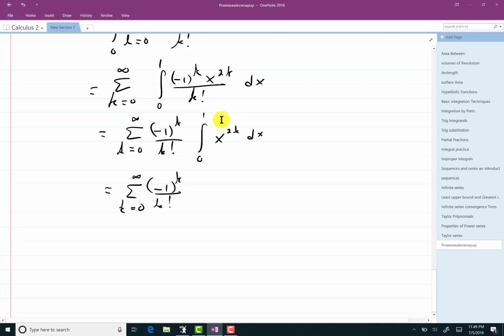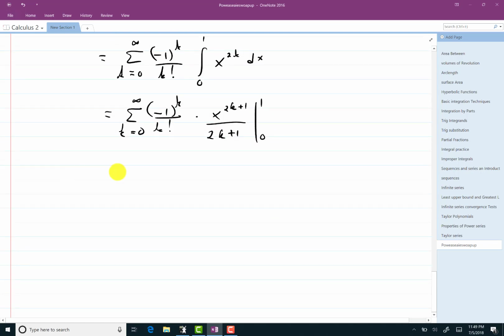So when I do this integration, I'm going to get x^(2k+1) all over 2k+1, and that'll go from 0 to 1. Then I'm going to get the sum, k equals 0 to infinity, (-1)^k over k factorial. And when I plug in 1, I'll get 1^(2k+1) over 2k+1. But when you plug in 0, you'll get 0. So this is the final series. Let me go ahead and write it in perhaps a simpler form.